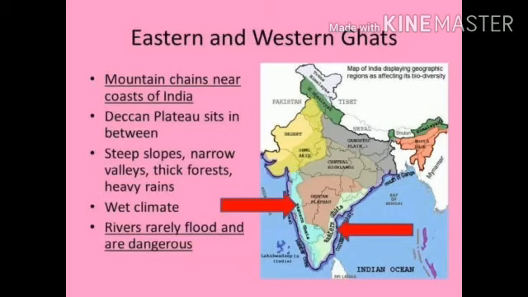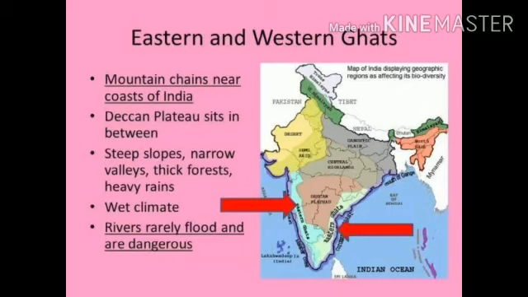Students, do you know the famous hill stations of Udagamandalam, popularly known as Ooty, and Kodaikanal are in these hills? The Western Ghats are continuous and can be crossed through passes only.